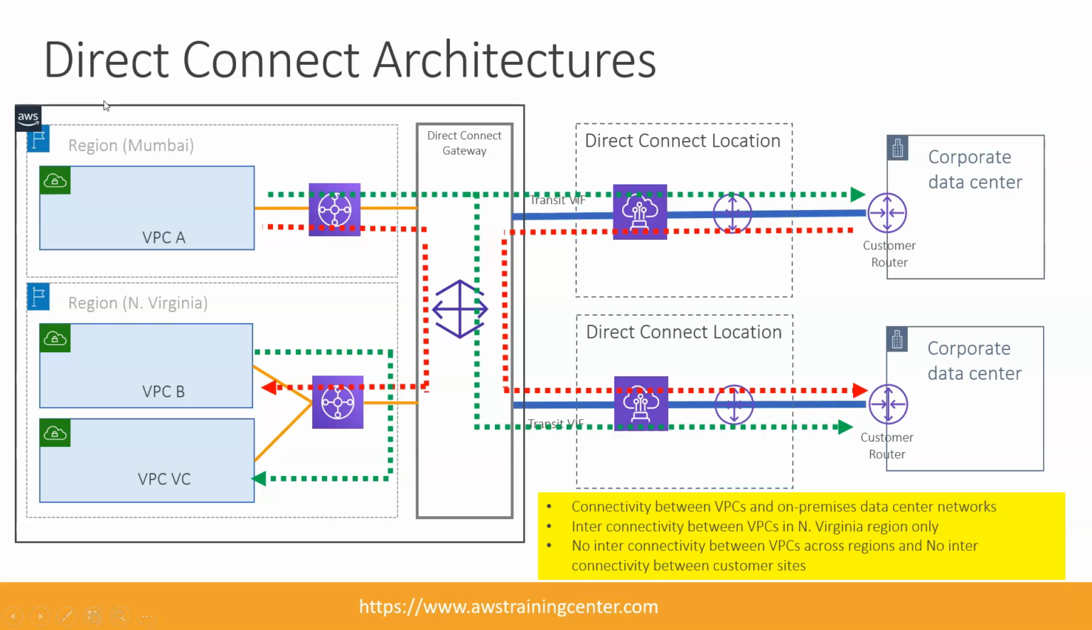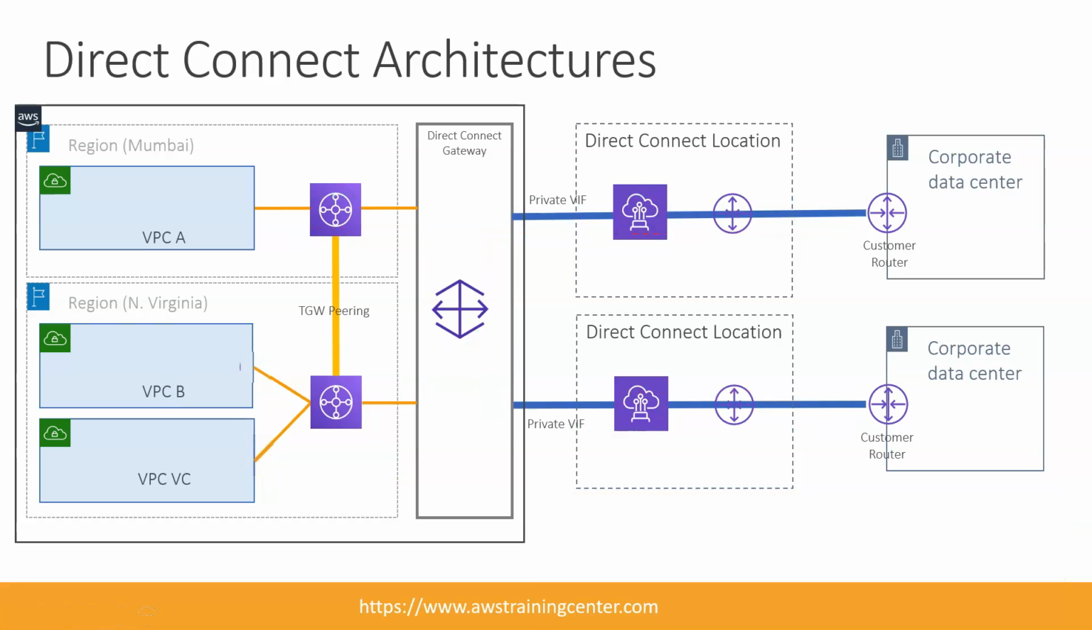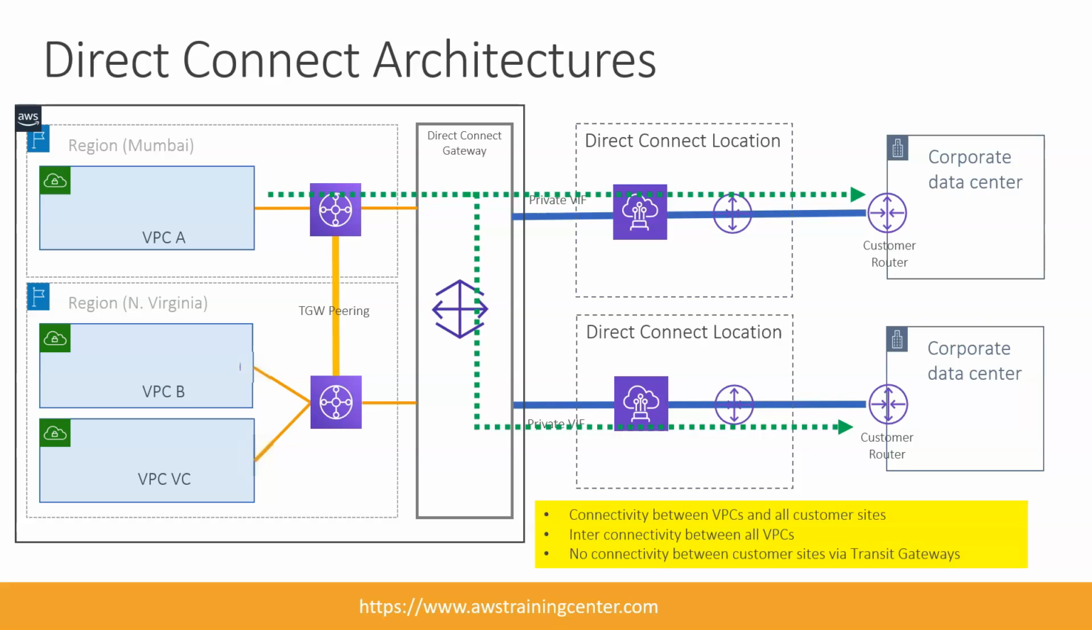Now, if you really want these VPCs to communicate with each other, then you can slightly change this architecture and put a transit gateway peering in between. And now it enables full connectivity between VPCs and corporate data centers as earlier. But additionally, you can have connectivity between VPCs across AWS regions. So this solves that problem. But again, the connectivity between corporate data centers is still not supported because of course there is no transitive routing.